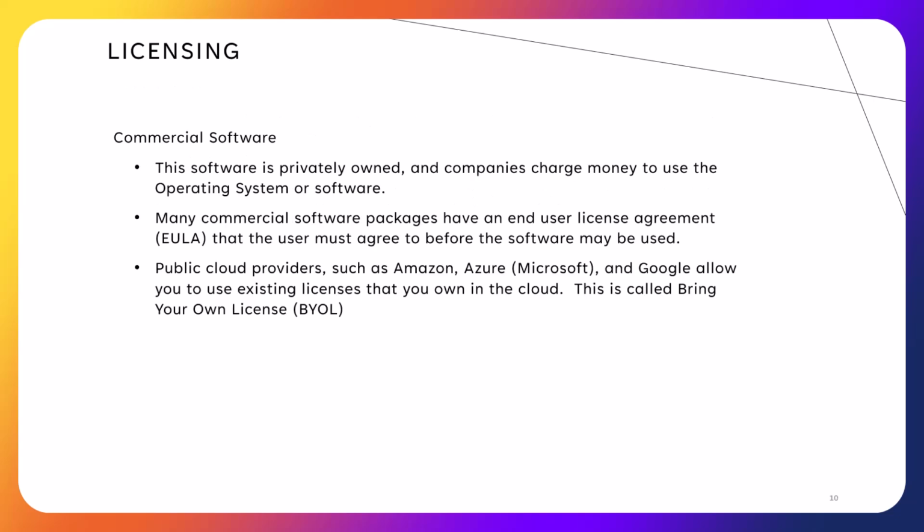And finally, we have commercial software. This software is privately owned, and the company may charge to use that operating system. The commercial software frequently comes with an end-user license agreement, or EULA, E-U-L-A, that you've got to agree to before the software can be used. Public cloud providers such as Amazon, Microsoft, and Google allow you to take these licenses for this paid software and run it in the cloud. This is called the bring your own license model.